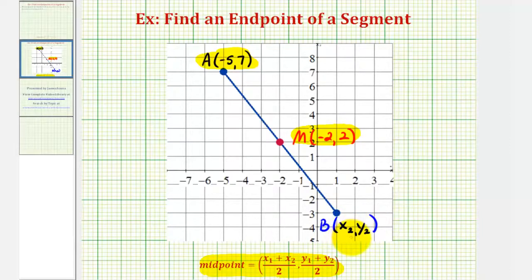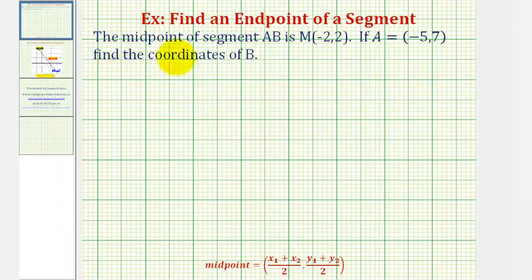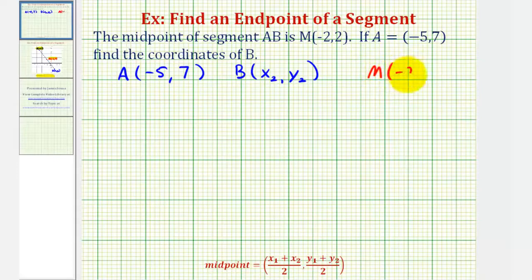So to set this problem up, we'll use point A and point B in the midpoint formula, and then set that equal to the midpoint, which we know has coordinates (-2, 2). Again, our two endpoints are point A, which we know has coordinates (-5, 7), and point B, which we don't know, so we'll use x sub 2, comma y sub 2. Keeping in mind we know the midpoint, or point M, has coordinates (-2, 2). So now we'll use the midpoint formula with point A and point B.